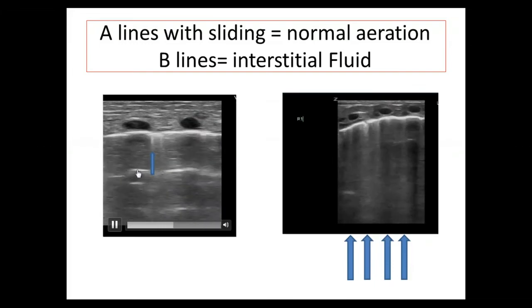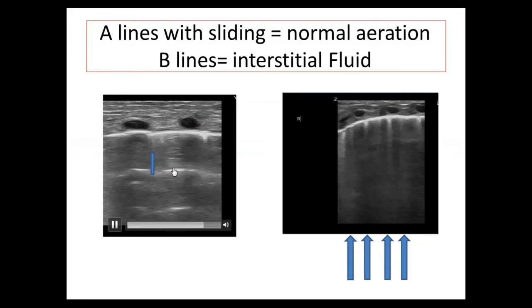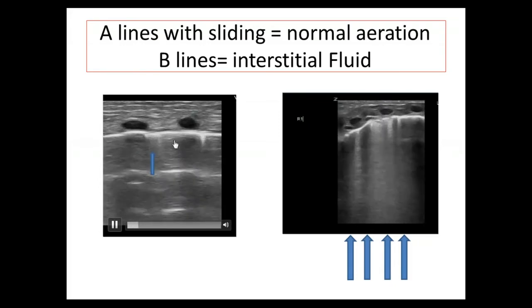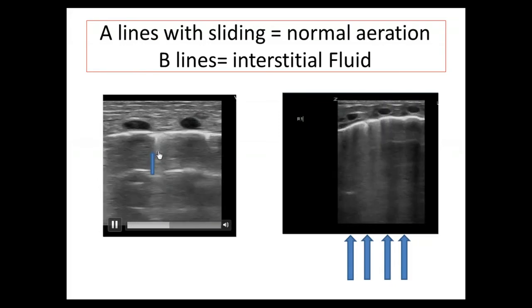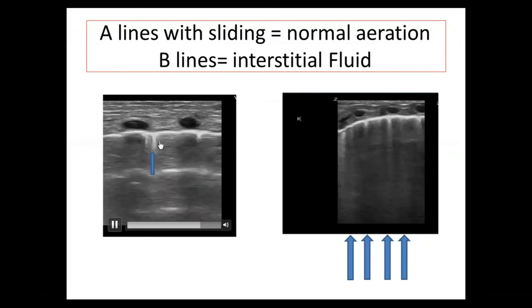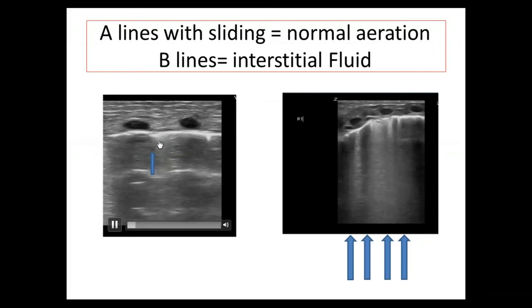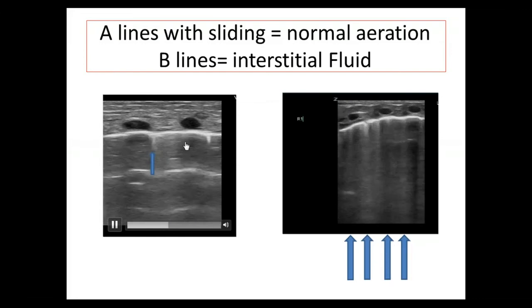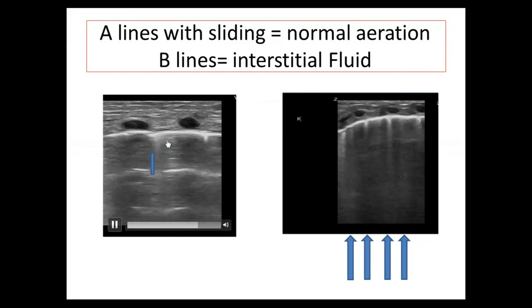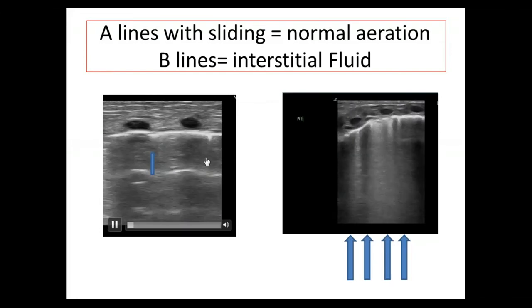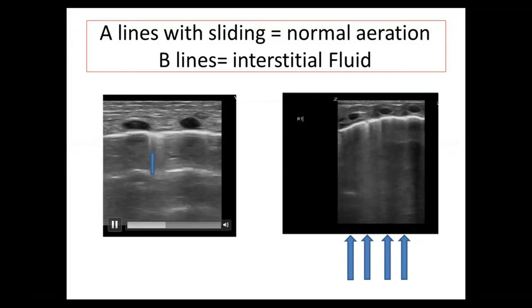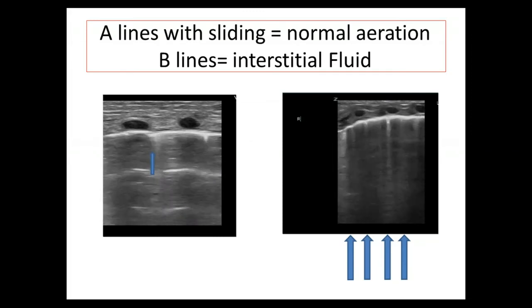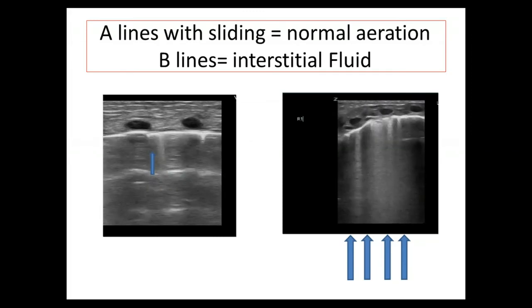And you have here an A line and another A line, which is just a mirror image of pleura, and you have small longitudinal B line artifacts, which are moving back and forth, reflecting sliding of the visceral against the parietal pleura. So that's a normal lung.